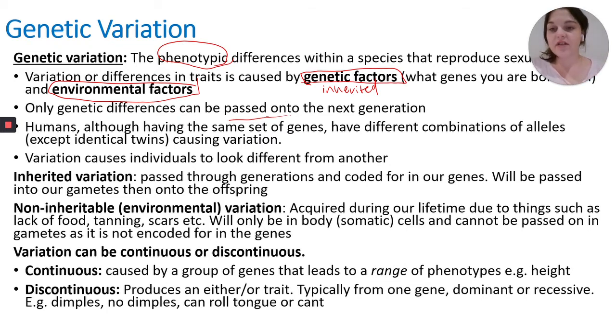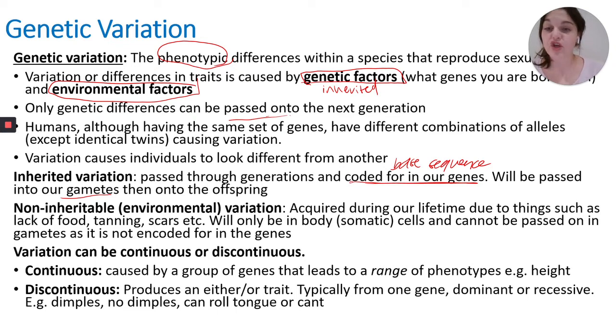So let's have a look at inherited variation. So inherited, i.e. can be passed on. So inherited variation can be passed through generations and can be coded for in our genes. So it is in the base sequence of our genes. We've got the alleles that we can pass on into our gametes, and when they fuse with someone else's gamete, to make offspring. So we can pass on anything that is coded for in our genes.